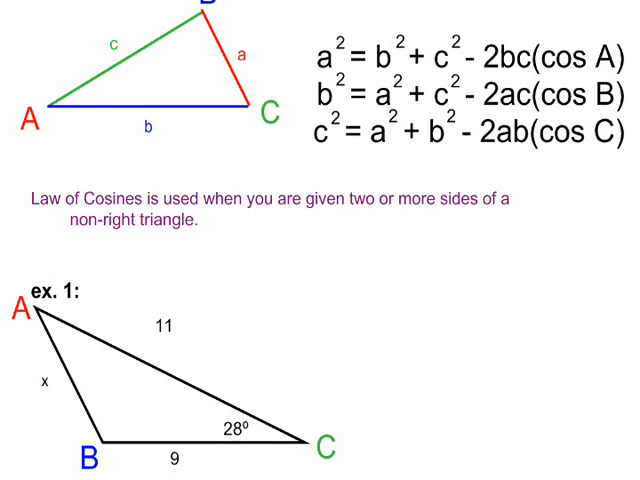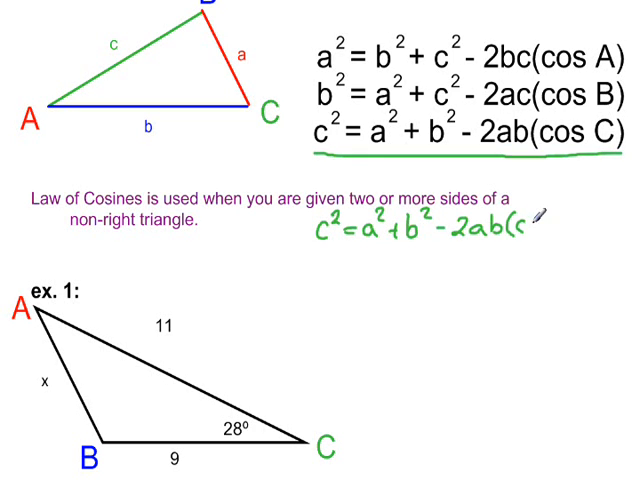And we have a triangle ABC. We're given two sides, 11 and 9, and we're asked to find the missing side x. Now, the x that we're looking for would be corresponding to angle C, so we're going to be using this bottom equation for example 1. And I'm going to recommend that you write that down so that you'll know exactly what to plug in to these variables, because that's all this really is, taking an equation and plugging in our numbers.